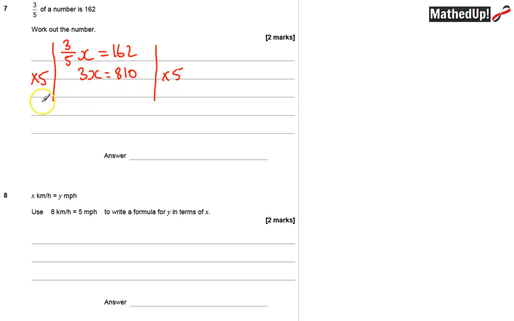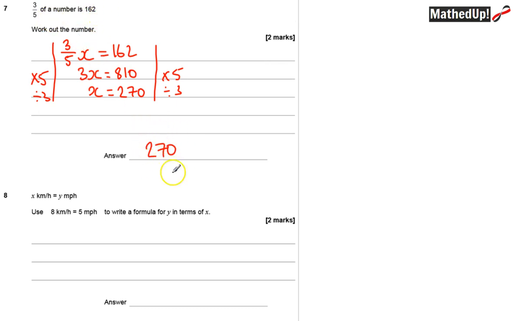I then need to divide both sides of this by 3. So that means that's going to be x, and over here 810 divided by 3 gives me 270. So that means that x is going to be equal to 270, and that's going to be our answer, 270. Now I can check by taking 3/5 of 270 and seeing whether that is 162.